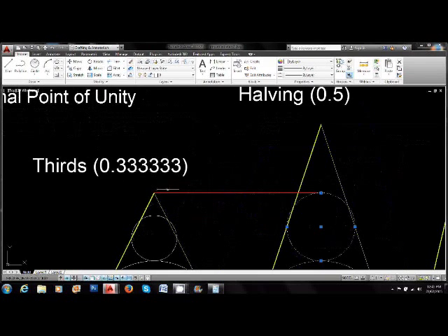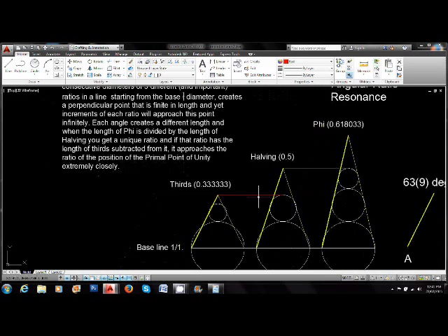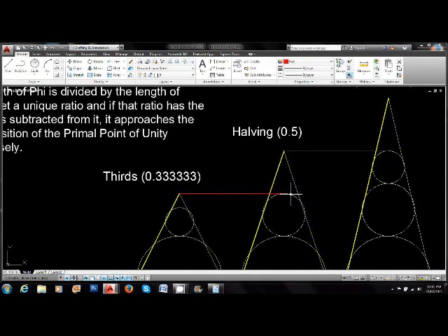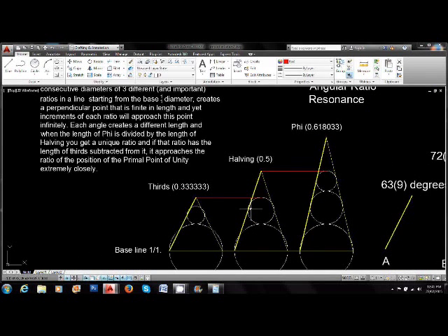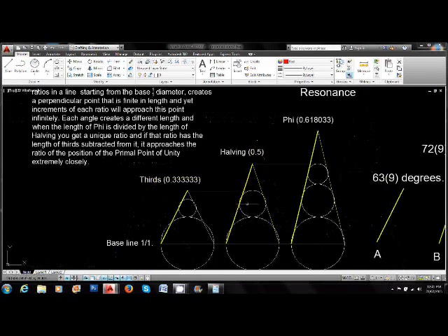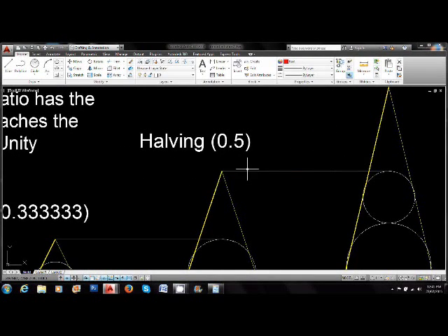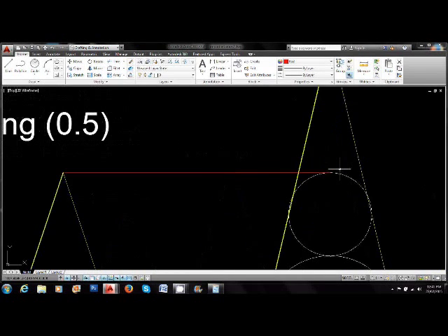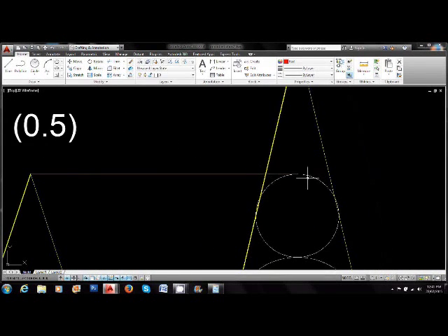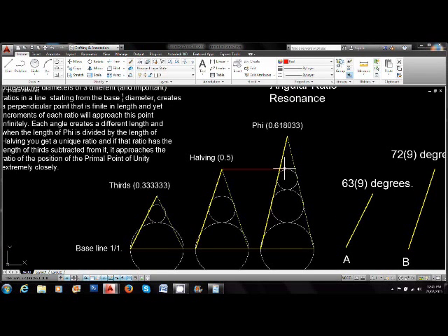And as you can see, the asymptotic point of thirds exactly correlates with the top of the circle of the first iteration of halving here, and the asymptotic point of halving exactly hits the top diameter circle point of the second iteration of phi ratio.